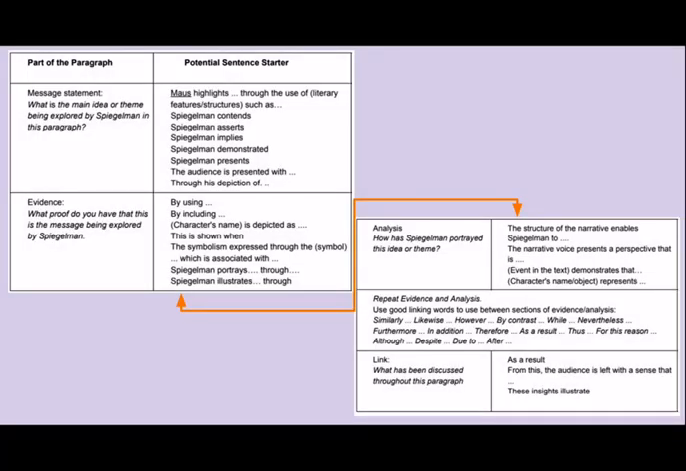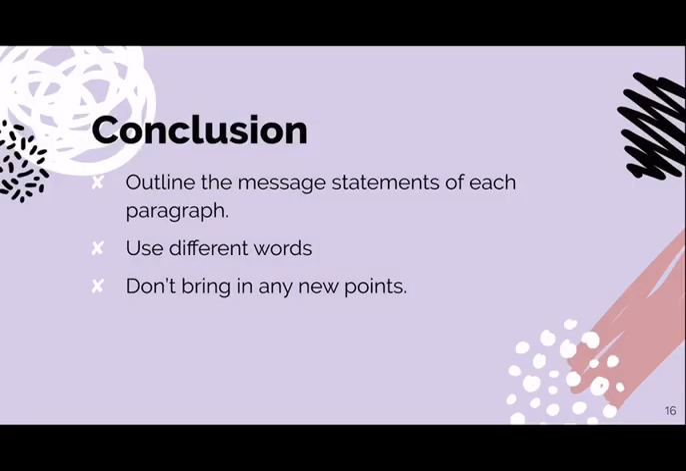Same thing again. On the left hand of the column, we've got MEAL. So we've got, I guess, the general structure of a body paragraph. And then on the right hand side in that column, we have some potential sentence starters to help you get going with the message statement with the body paragraph.